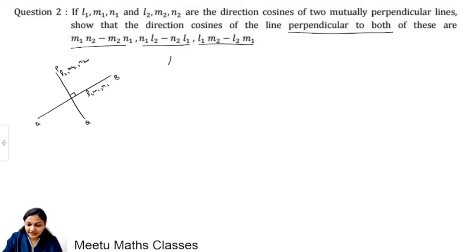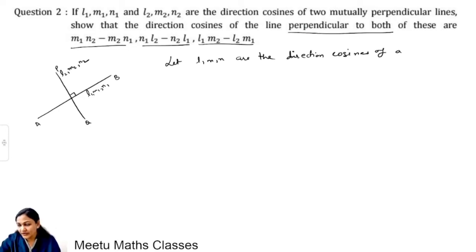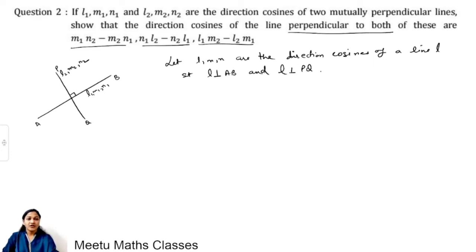Okay. So let L, M, N be the direction cosines of a line, suppose capital L, such that L is perpendicular to AB and L is perpendicular to PQ also. So L is perpendicular to AB and L is perpendicular to PQ.